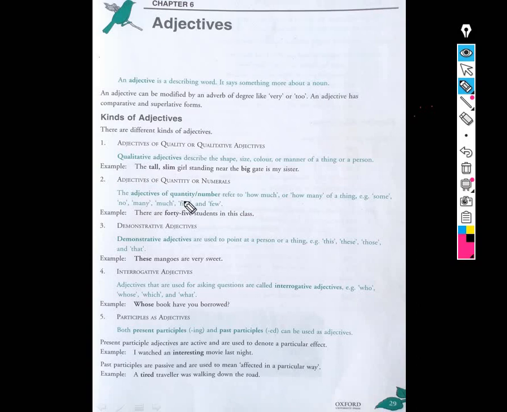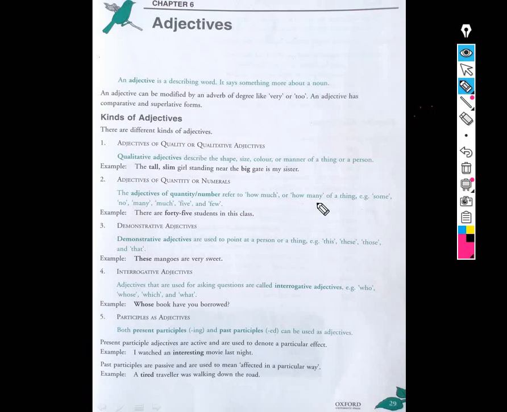The adjective of quantity or number refers to how much or how many of a thing. When someone asks with interrogative forms like how much or how many, the answer will be with adjective of quantity or number. For example, if I say how much water is in the jug, the answer will be there is a little water in the jug. There is some water in the jug. Some and little, they are showing quantity of water, how much or how many.